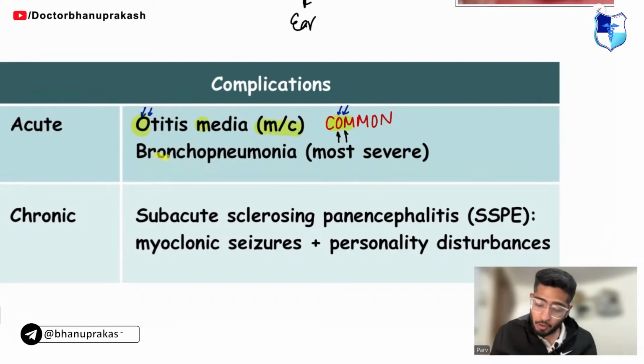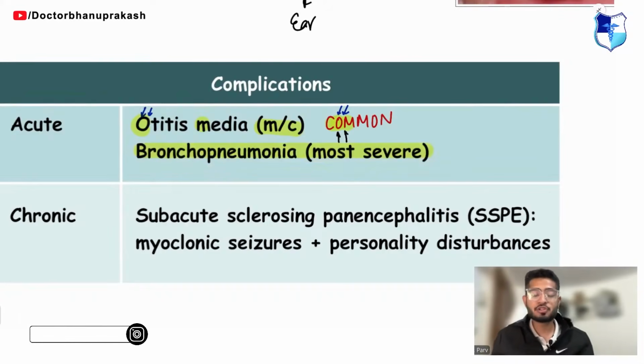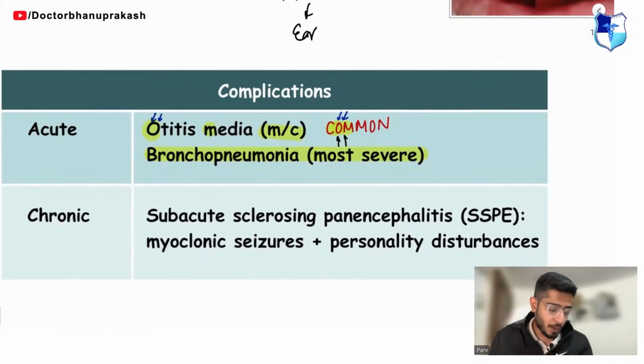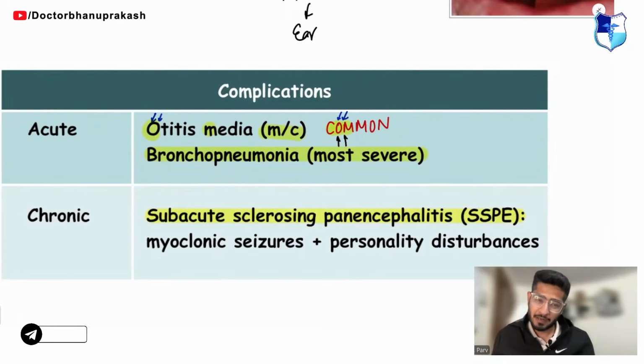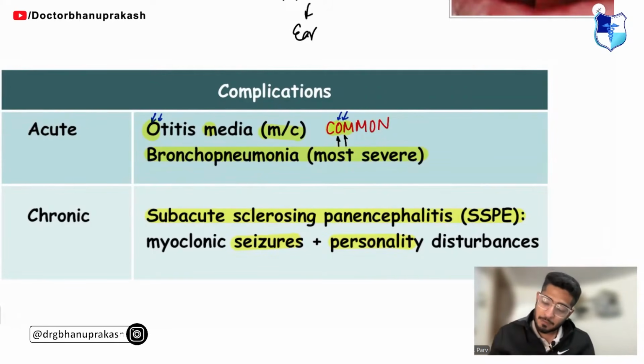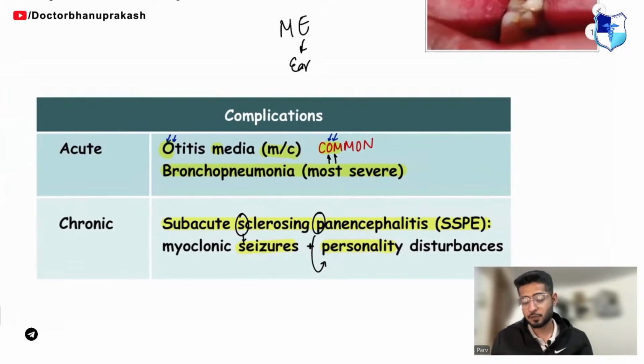And then you have got bronchopneumonia as well. That is actually the most severe one. Next is chronic. Please remember, chronic is subacute sclerosing panencephalitis. What you will get is seizures and personality disorder. So remember, S for seizure and P for panencephalitis, personality disturbance, which is going to be there.